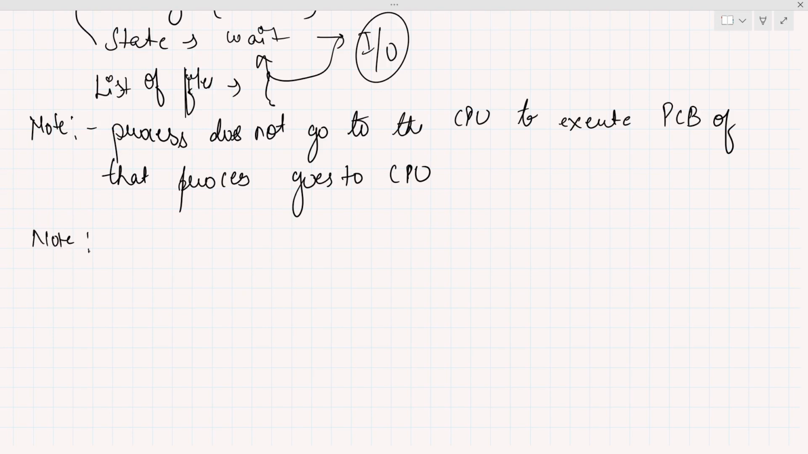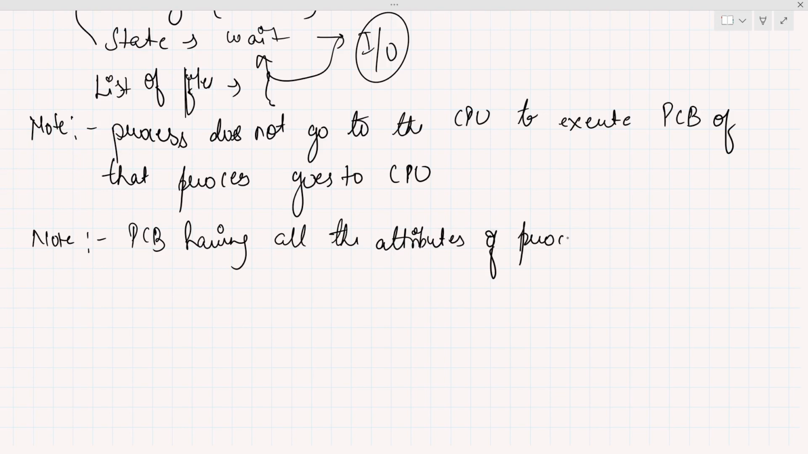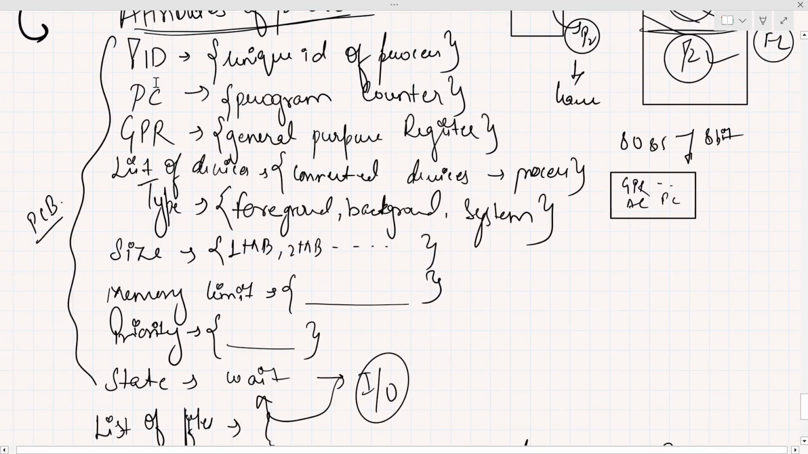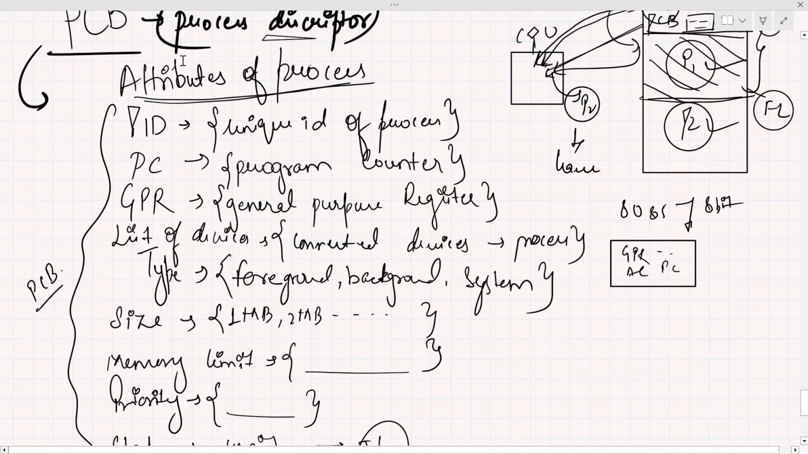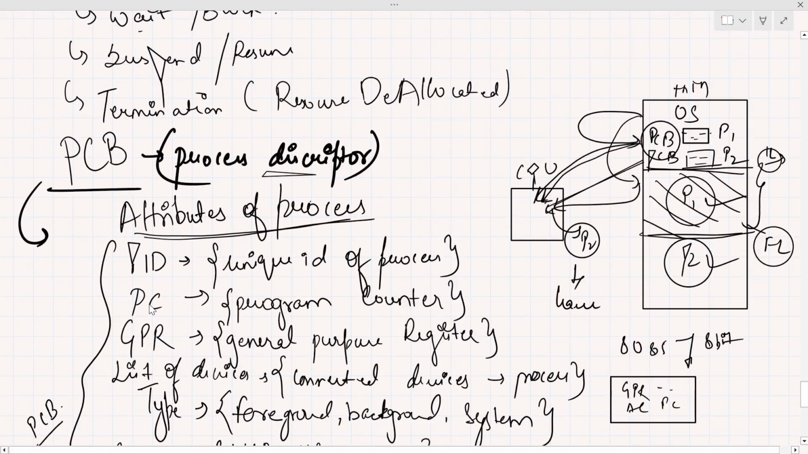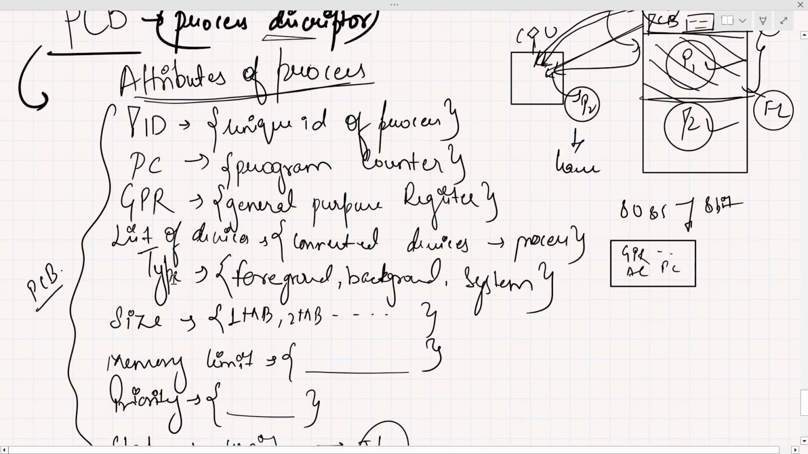And what you have to note as well is that the PCB has all the attributes of a process. The list of these things is called the PCB. So what does the PCB contain? The PCB contains the attributes of a process. The collection of these attributes is called the PCB. Simple. This is a very important thing, you have to remember these things.